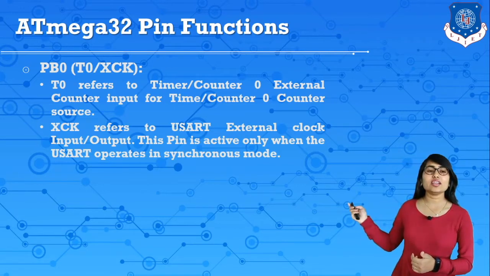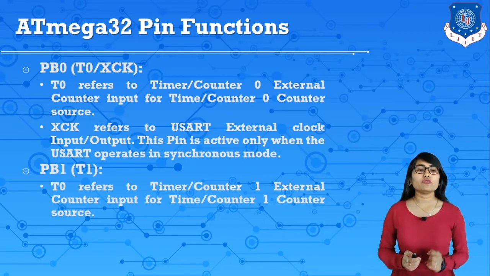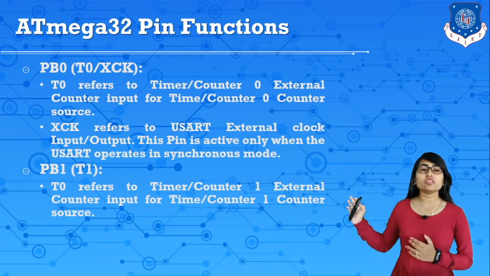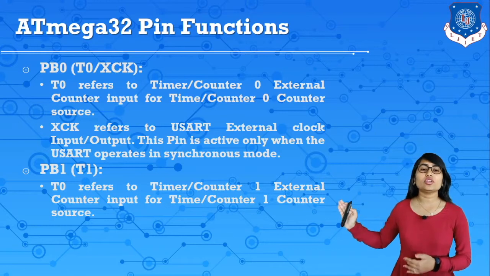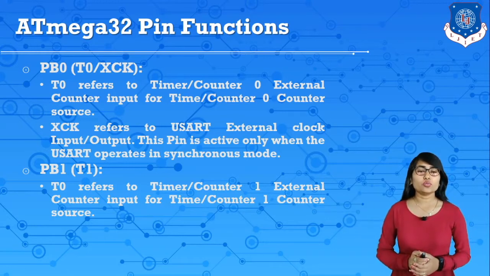Then next here PB1. PB1 has T1. T1 refers to the timer counter 1 external counter input, the counter source. So this T1 refers to the external counter input for timer 1.